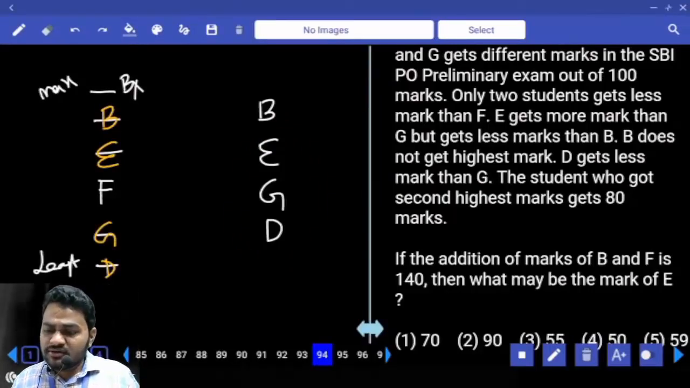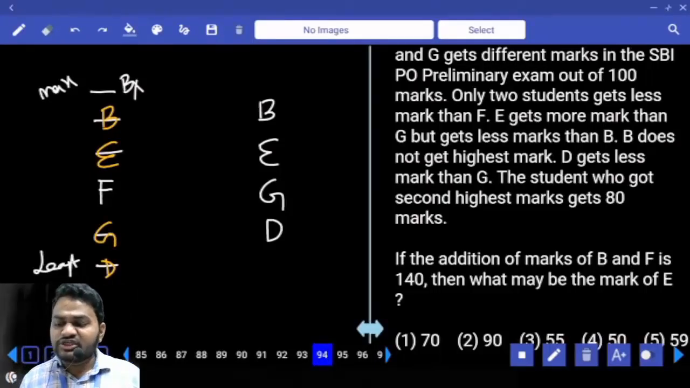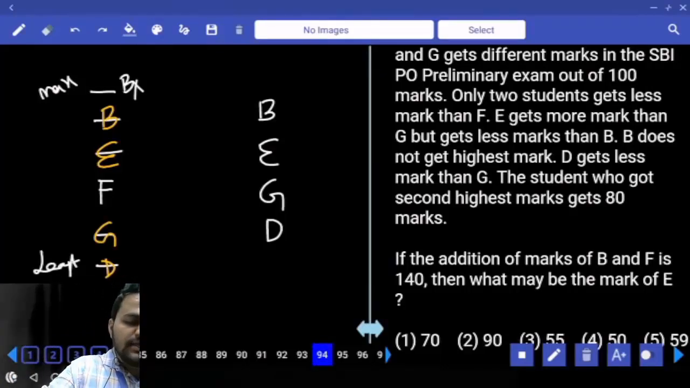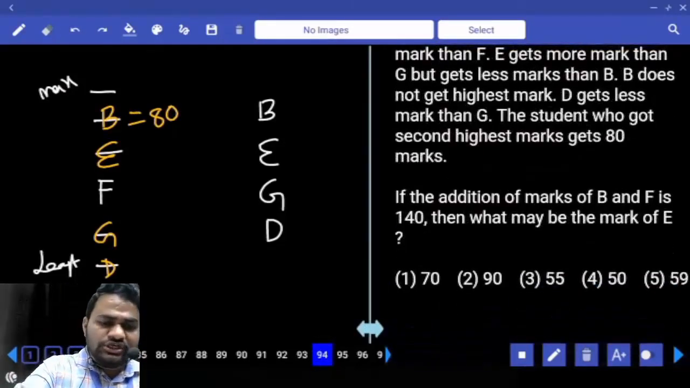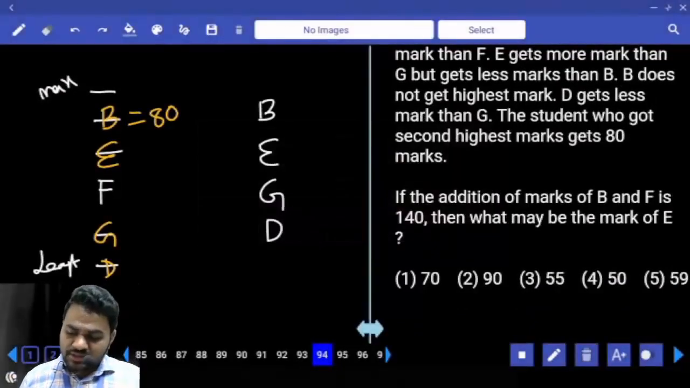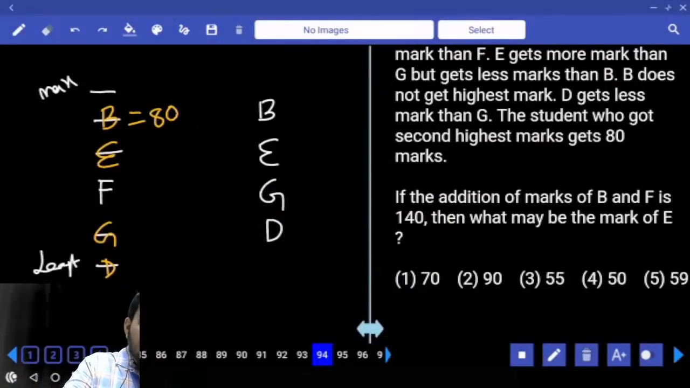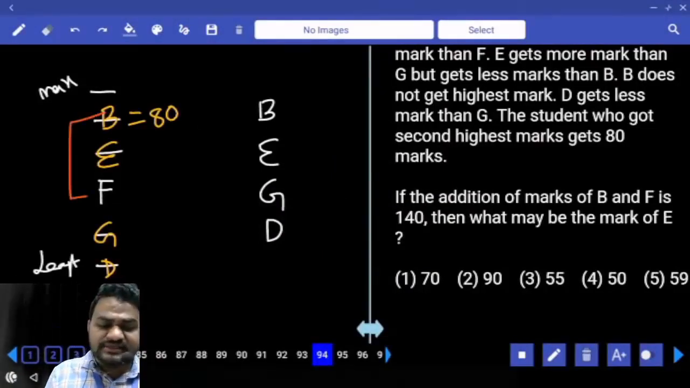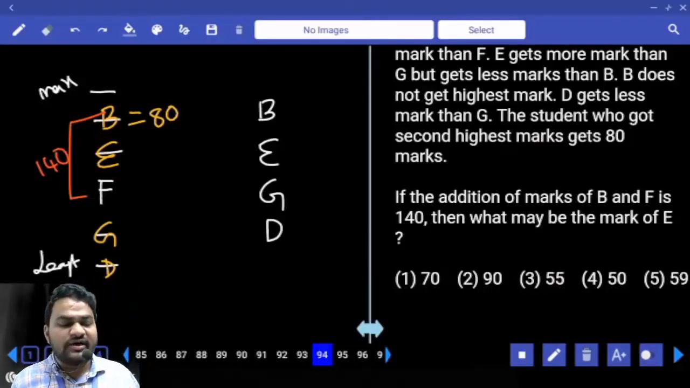The next one: the student who got the second highest marks gets 80 marks. Second highest is nothing but B only, and B definitely gets 80 marks. Then the question options. If the addition of marks of B and F is 140, then what may be the marks of E?